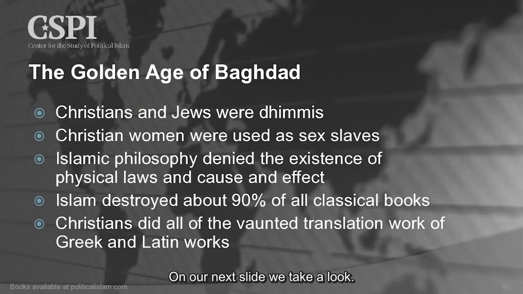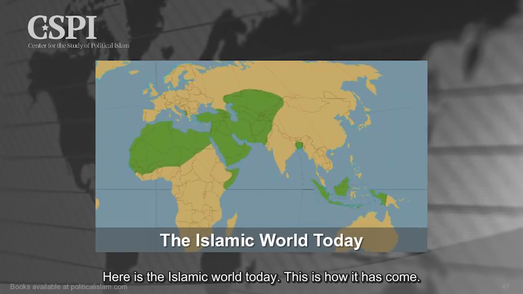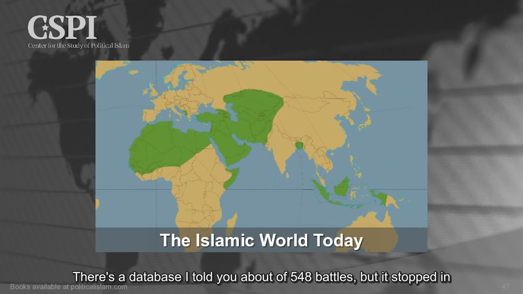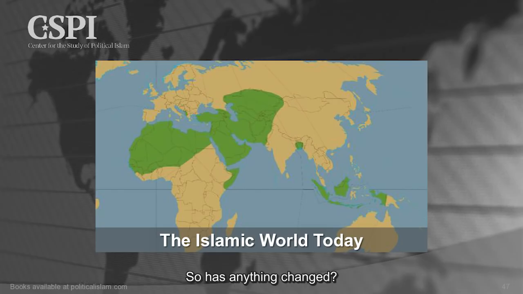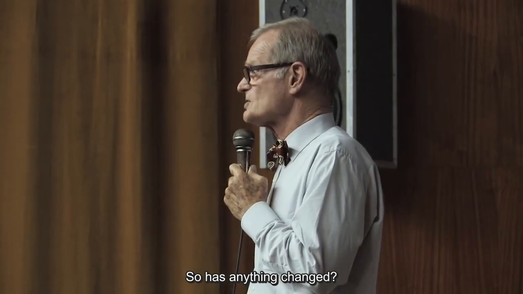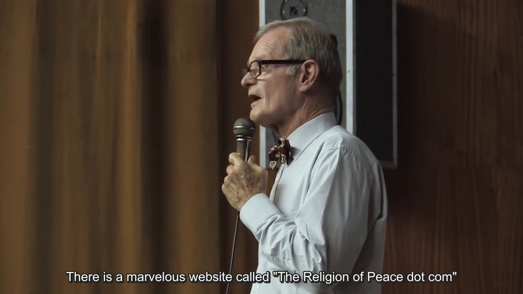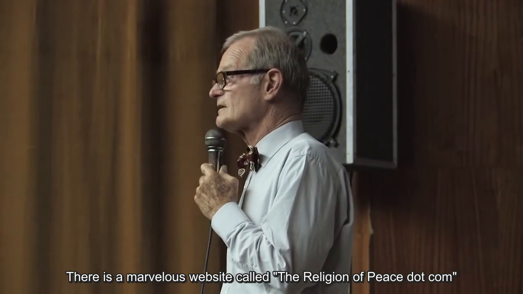All right, on our next slide, we take a look. Here is the Islamic world today. This is how it's come. Now then, there's a database I told you about of 548 battles, but it stopped in the year 1922. So, has anything changed? There's a marvelous website called religionofpeace.com.